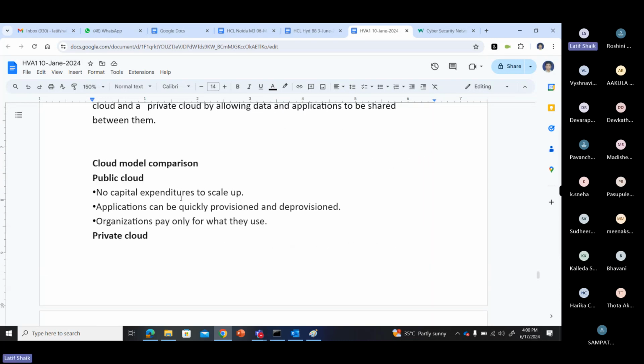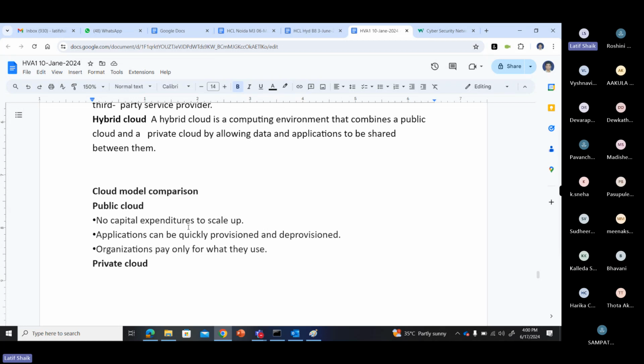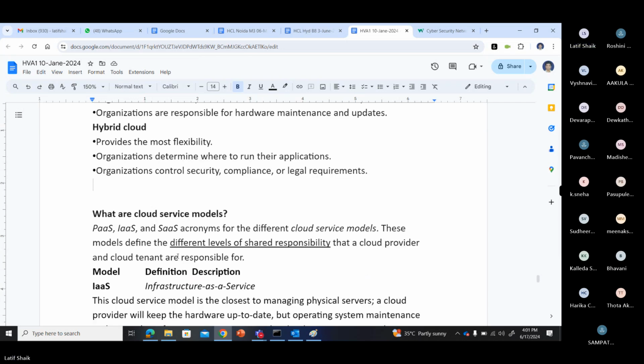Okay. So here is a model comparison. You can see public cloud: no capital expenditure. Applications can be quickly provisioned and deprovisioned. Organizations pay only for what they use. Private cloud: hardware must be purchased for startup and maintenance. Organizations have complete control over resources and security. Organizations are responsible for hardware maintenance and updates. Everything the organization has to look after, just like they are maintaining their own data center. Hybrid cloud provides the most flexibility. Organizations determine where to run their application, in their private or in the public cloud. Organizations control security, compliance, and legal requirements. Okay, guys, understand these three models.